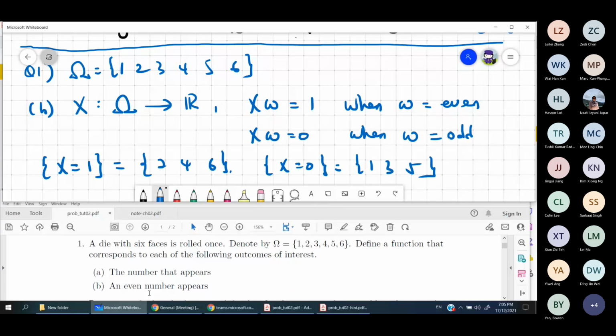Okay, so we define a function that corresponds to each of these outcomes. X of omega is 1 when omega is even, and X of omega is 0 when omega is odd. So that will be the function that we are going to define. That is one way for it. Is this the answer?